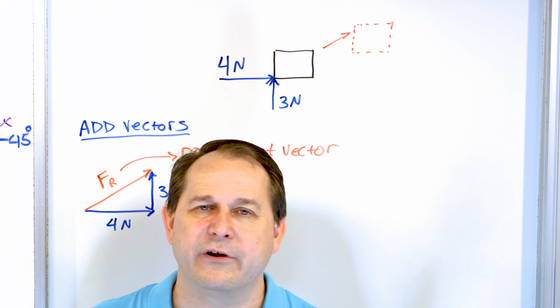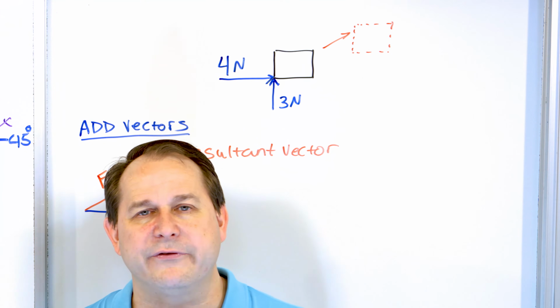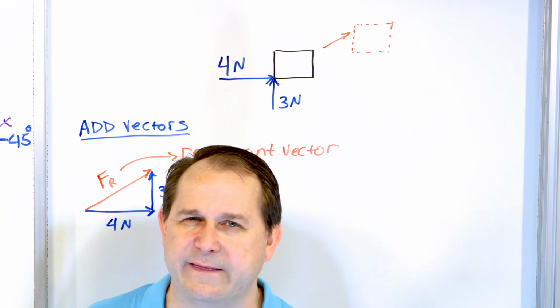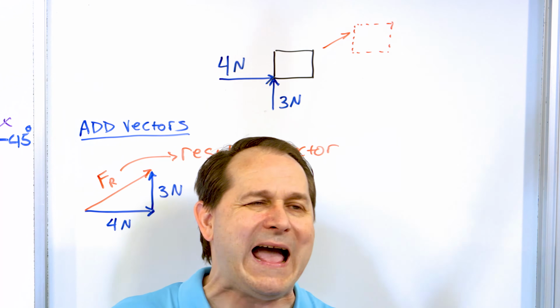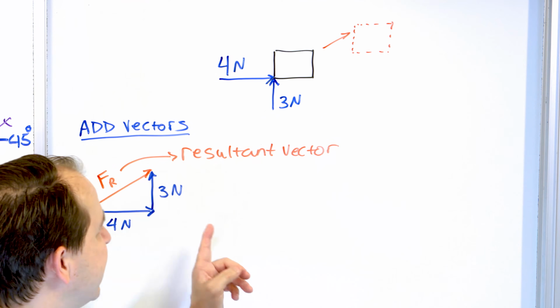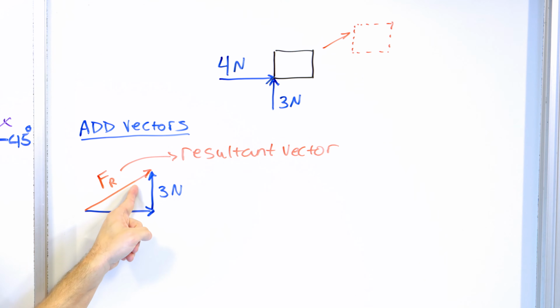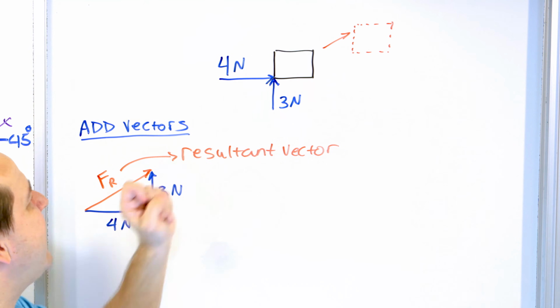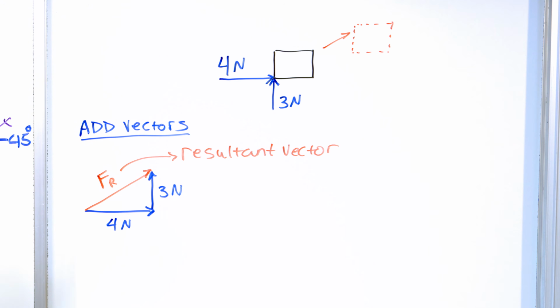You know, we add numbers. We know that 3 apples plus 4 apples is 7 apples. Those are like equivalent things because they're just numbers. But we can add vectors in a similar way. We can figure out what this vector is that will make the block move in the same way that these two vectors make it move.